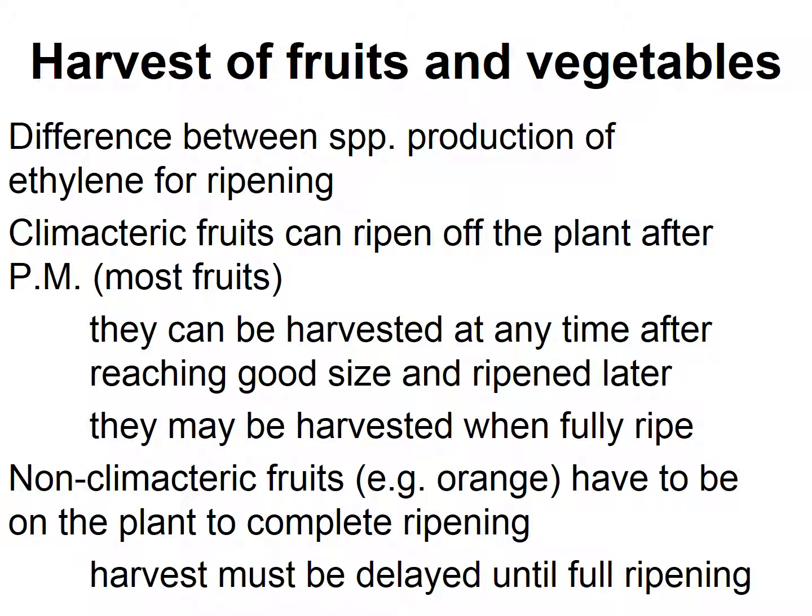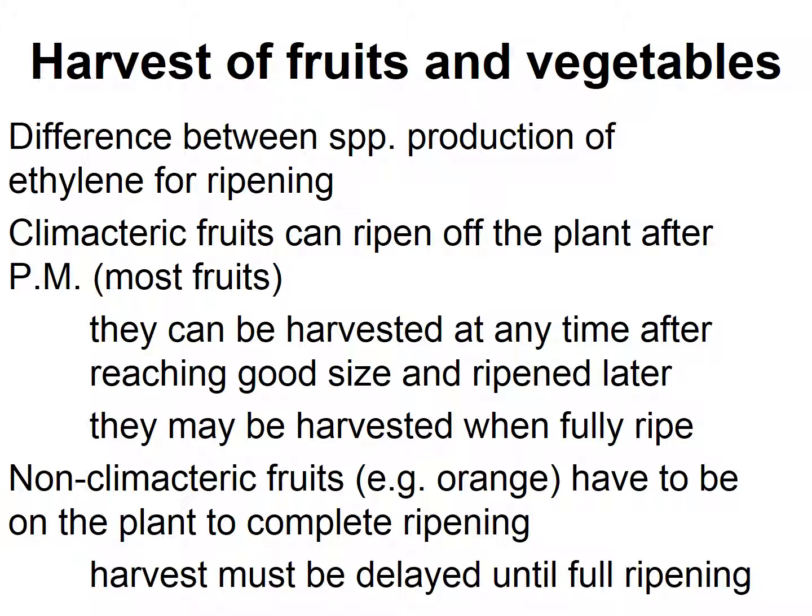In the case of fruits, it's important to consider the difference between species in the production of ethylene for ripening. We can classify fruit crops into climacteric and non-climacteric. Climacteric fruits are those that produce ethylene and therefore can ripen off the plant after physiological maturity. That is the case with most fruits.